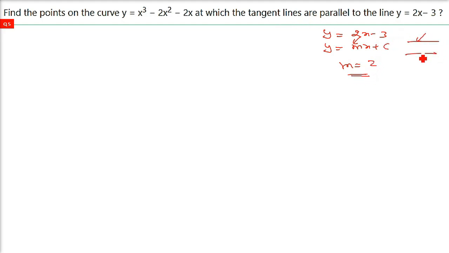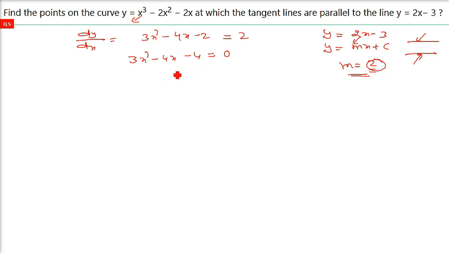If one line is parallel to another line, the slopes will be the same. The slopes will be equal. And what is the slope of any polynomial or any equation? It's just dy by dx. You have to differentiate x cube minus 2x square minus 2x. I'm differentiating it, you will get 3x square minus 4x minus 2. And that has to be equated to the slope, which is 2. So 3x square minus 4x minus 4 equals 0, because 2 I have taken to the left hand side.